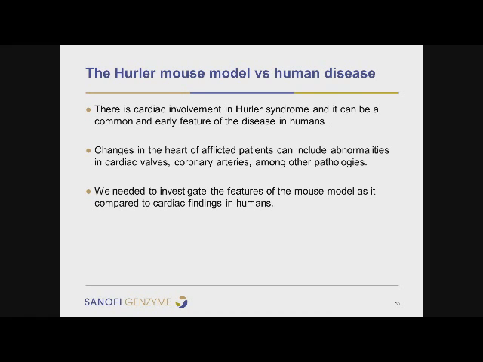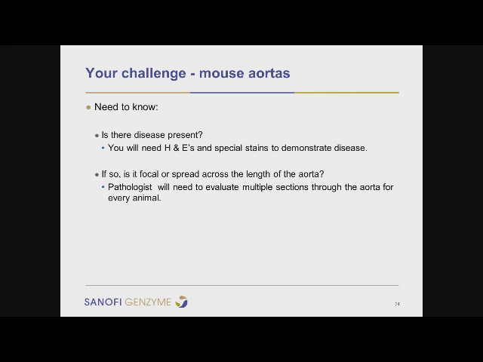There is cardiac involvement in Hurler syndrome in humans, and it can be a common and very early feature of the disease. Changes in the heart of afflicted patients can include abnormalities in the cardiac valves, the coronary arteries, among other pathologies. So we needed to investigate the features of the mouse model as it compared to the cardiac findings that were seen in humans with this condition.